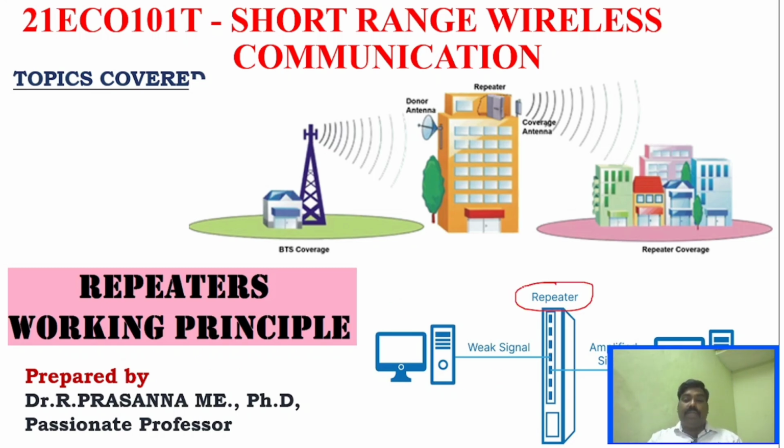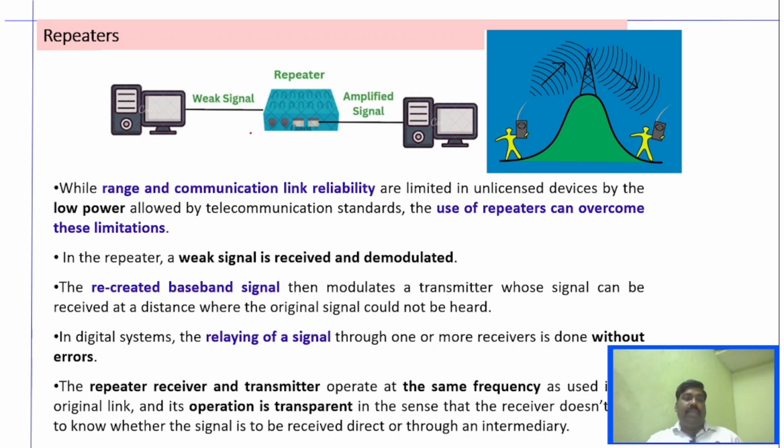This is the repeater. That repeater will receive the weaker signal, amplify it, and that signal will be received by the original receiver, so that the receiver will receive the original signal as it is without any degradation. That is the purpose of a repeater, right? The only drawback in a repeater is the ping pong effect, right? And we will see what the ping pong effect is, and how to overcome it, after seeing the working principle of repeaters, right?